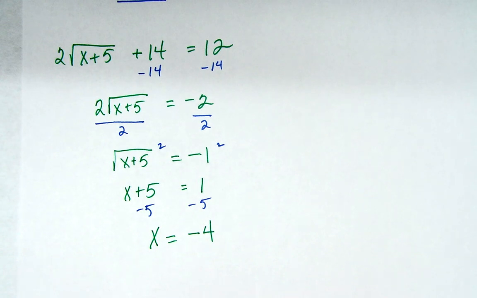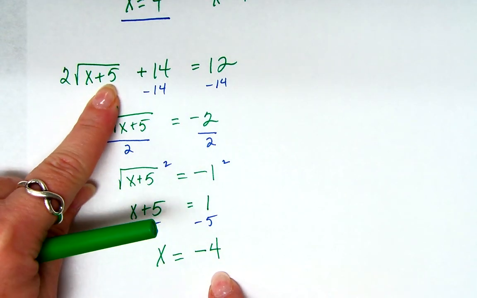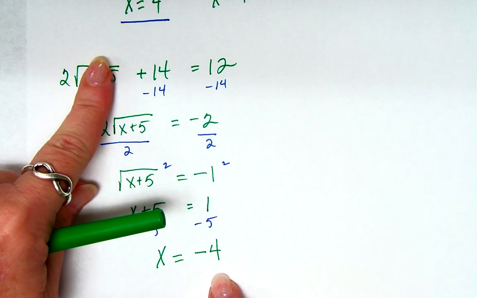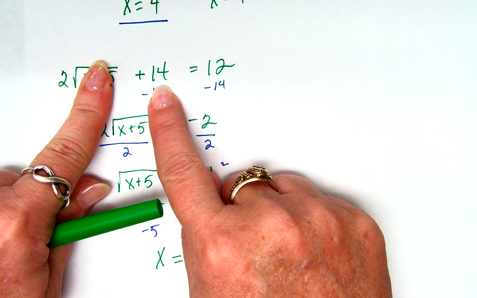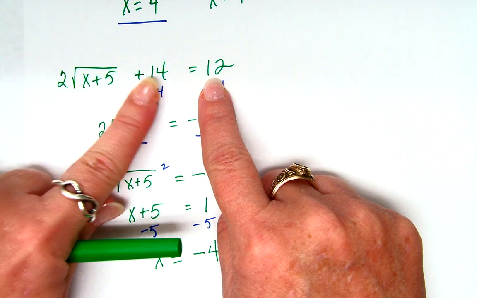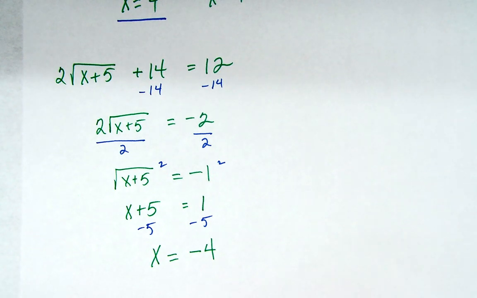Guys, do I really need to check? Okay, fine. Negative 4 plus 5, 1. Square root of 1? 1. 1 times 2, 2 plus 14. Does 16 equal 12? Did I do something wrong? No. You're sure? You followed all my steps and you know I didn't do anything wrong. But something's wrong, isn't it? Because 16 doesn't equal 12.